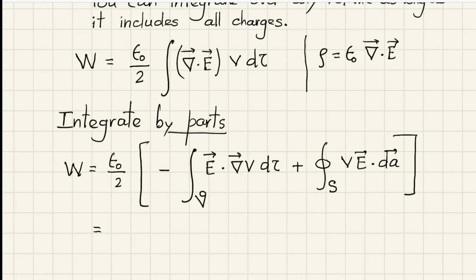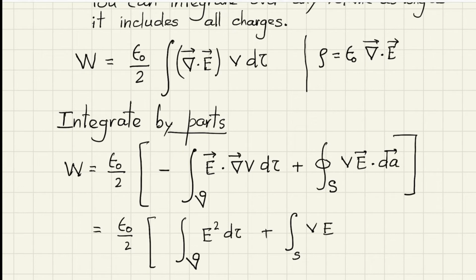So the first term becomes epsilon naught by 2 times the integral over the appropriate volume of E square dτ, that is E dot E dτ. And of course, wherever the volume is enclosed by S, there is the potential V and the field there, dotted with dA. That's the energy stored.